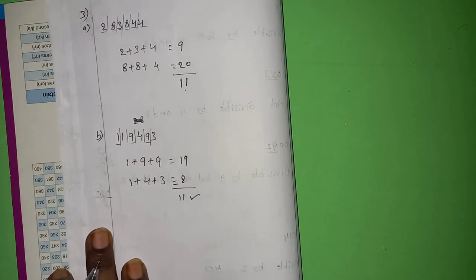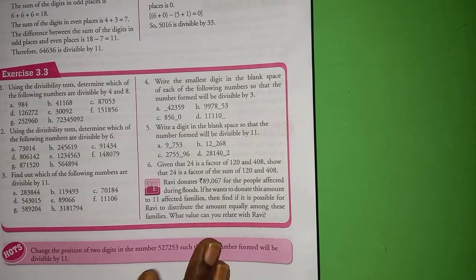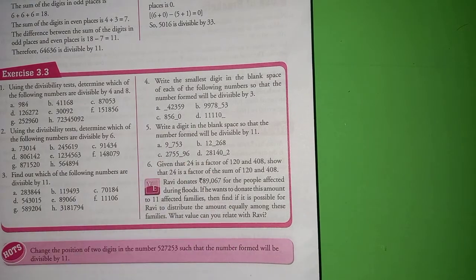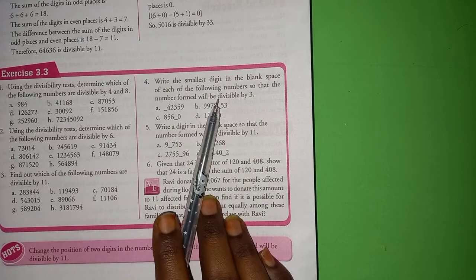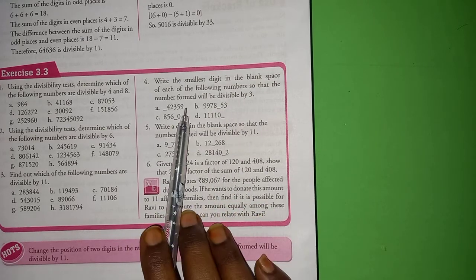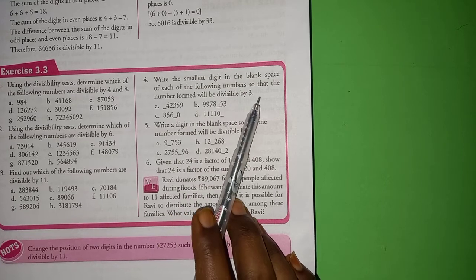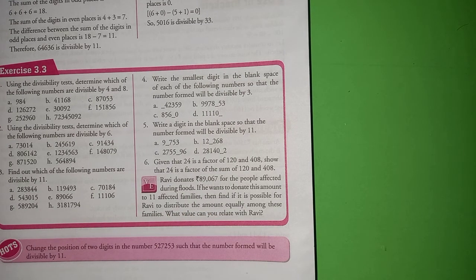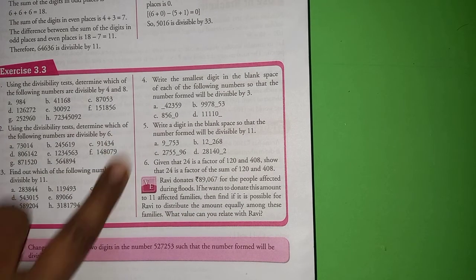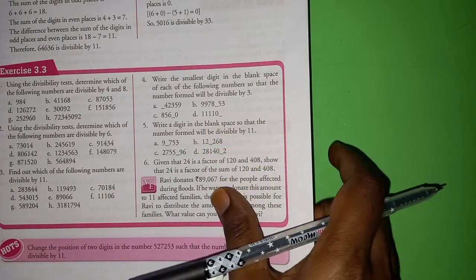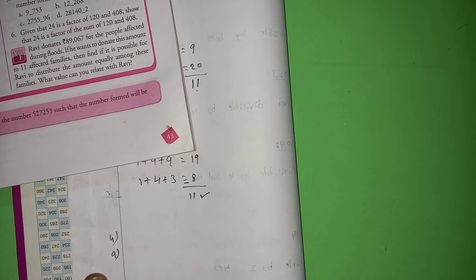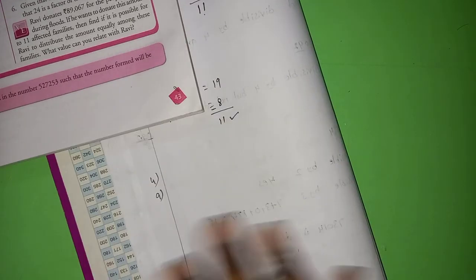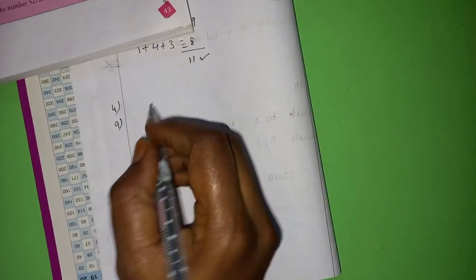Okay. Now, let us move to the fourth one. Write the smallest digit in the blank space of each of the following numbers so that the number formed is divisible by 3. And which number we have to add? The smallest number. First one. Please copy the complete question.